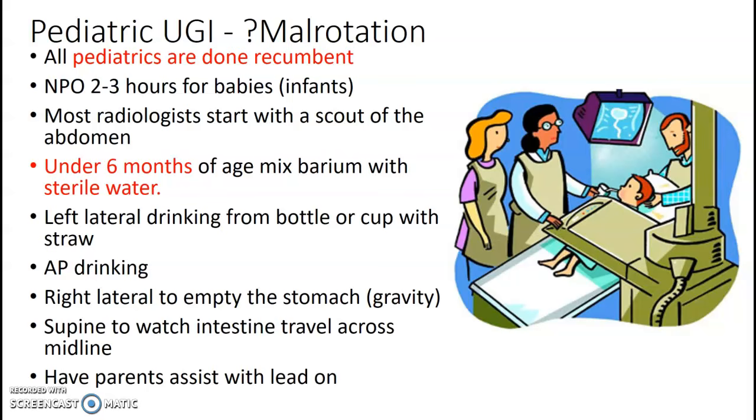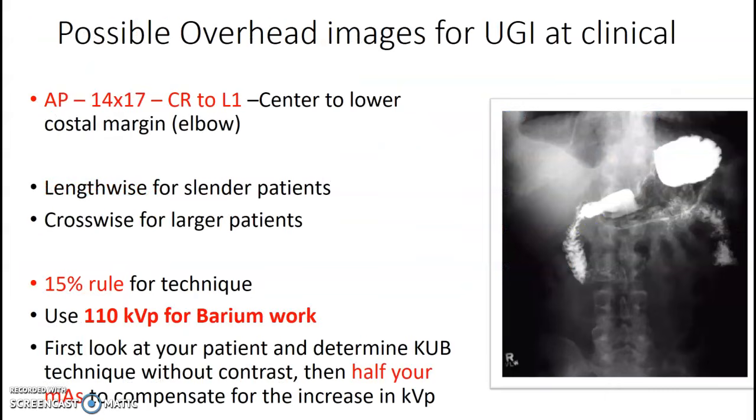If they're 6 months or under, you're going to mix that barium with sterile water because we don't want to use the water out of the sink for a child who hasn't had any exposure to that type of water, okay? And then you're going to have the parents assist the whole time with lead on, have them talk to the child, calm the child down.